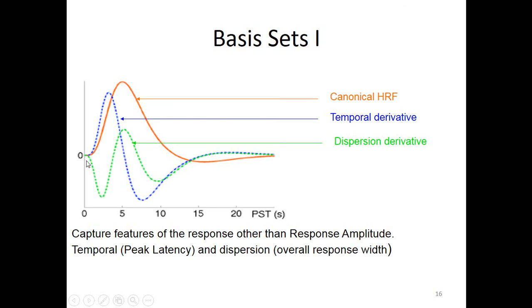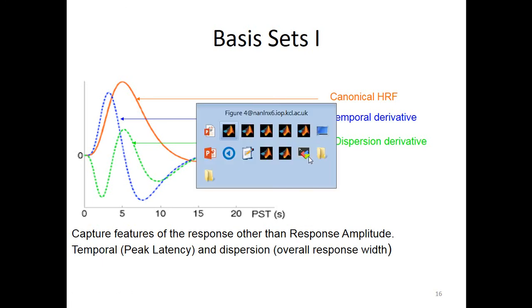And the weighted combination of these three basis sets can give a much more flexible fit to the data. Okay, so it allows for variation in the peak latency, the temporal response, and the overall response width. And that's what this example of the code is doing.